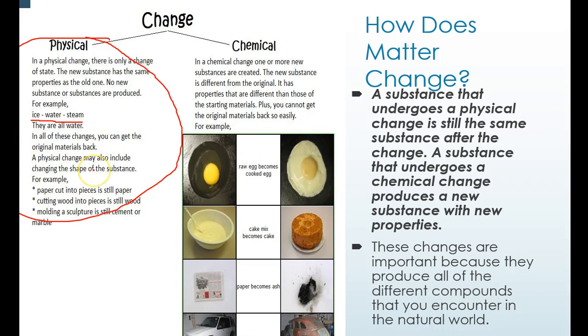A physical change may also include changing the shape of a substance. So if I cut a bunch of paper into pieces, it's still paper. That's a physical change. Cutting wood into pieces is still wood. Molding a sculpture is still cement or marble.